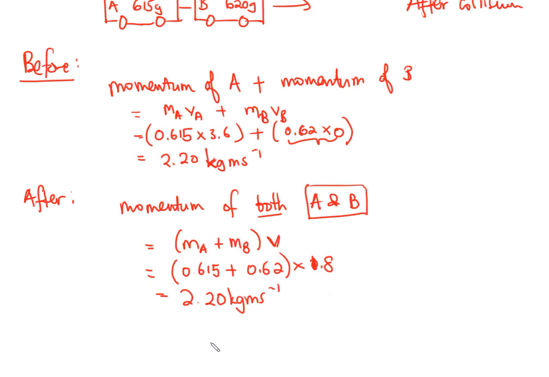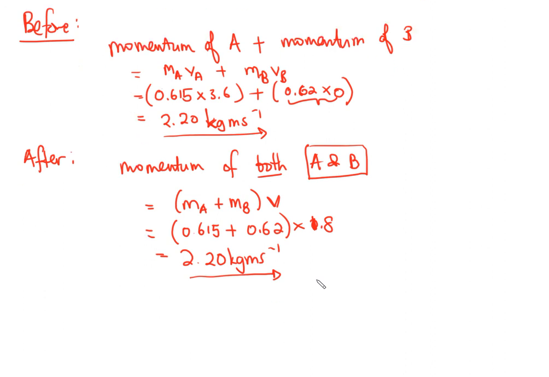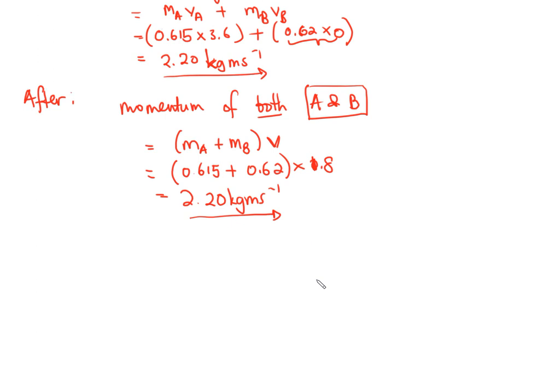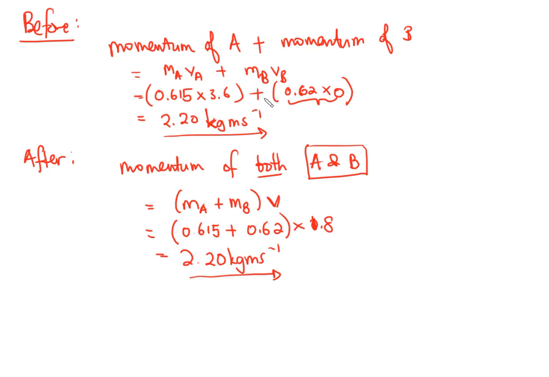But wait a minute. This 2.2, the momentum after collision, is equal to the momentum that was there before collision. Even though B was stationary and A was moving, when they joined, they seem like different situations. But that is what is called the conservation of linear momentum. It was developed by, you guessed it, Isaac Newton. And so here what we have seen is that the total momentum of the whole system just remained the same before and after the collision.